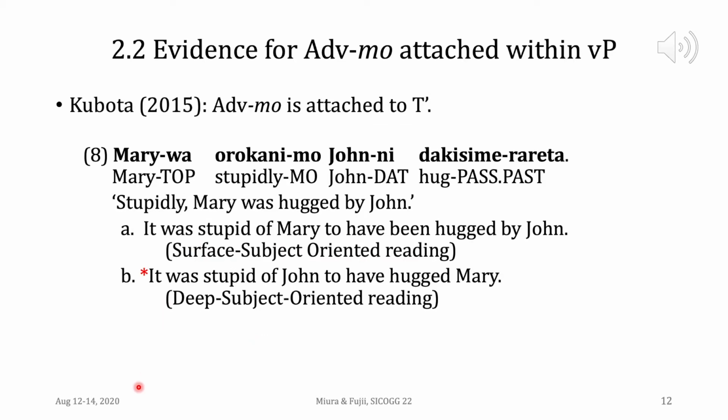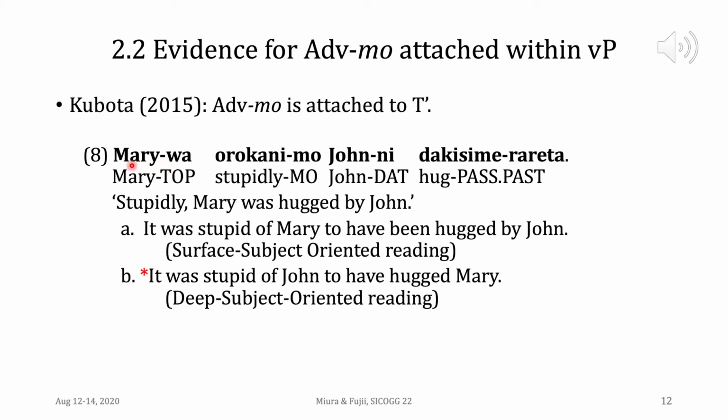Now turn to the second generalization. The second generalization concerns adverb orientation, especially that in passives. 8 is an example from Kubota, 2015. The agent argument of stupidly more cannot be John, which is marked with a dative particle. This is the by-phrase of the passive sentence. The agent must be the surface subject, Mary, here.